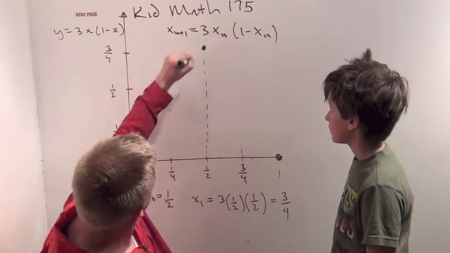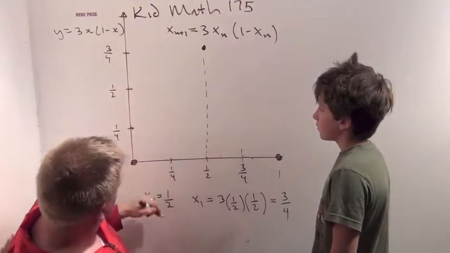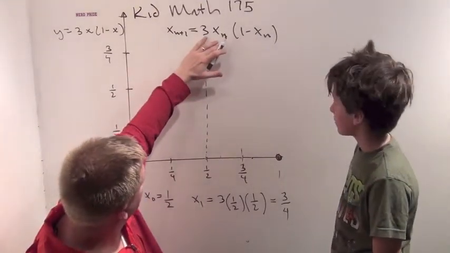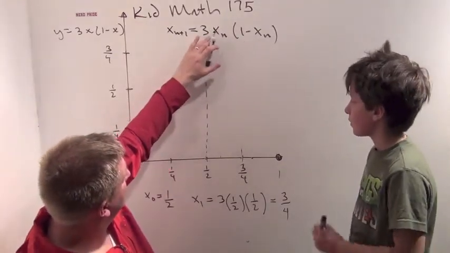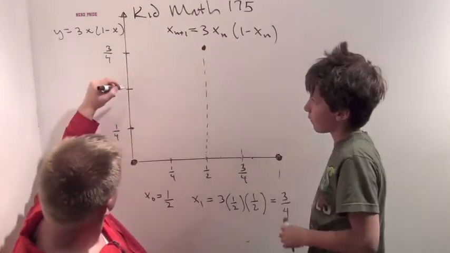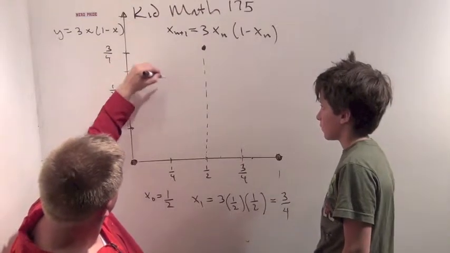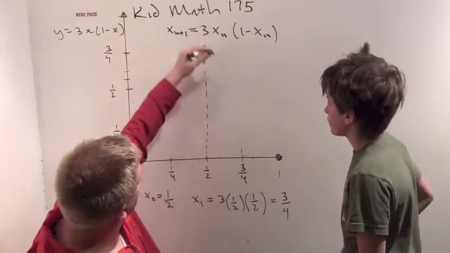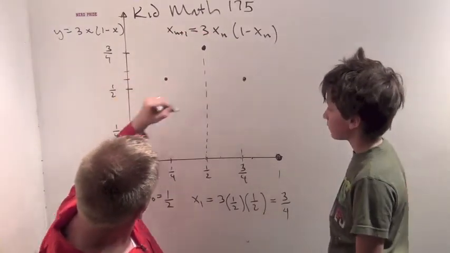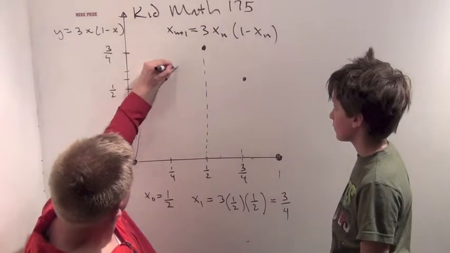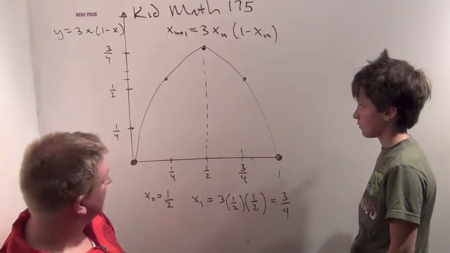At 1/4, I get 3 times a fourth times 3/4, which is 9/16, which is a little bit above a half. So it's about right there. 3/4 will be the same, 3 times 3/4 times 1/4. So I go to there, I go up, and then down. Maybe not the best parabola anyone's ever drawn, but that's okay.